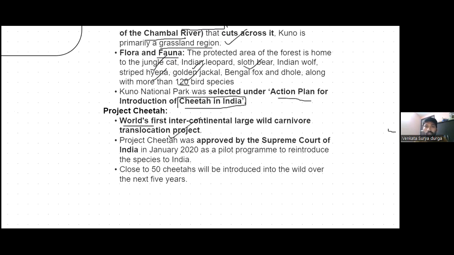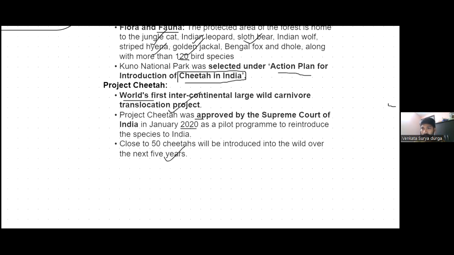And it was approved by the Supreme Court in January 2022. After the approval of the Supreme Court, cheetahs are being translocated into Kuno Palpur National Park. And close to 50 cheetahs will be introduced into the wild over the next 5 years. As of now, 20 cheetahs have been introduced in Kuno Palpur National Park. So this is all about the Kuno Palpur National Park and the cheetah reintroduction program.